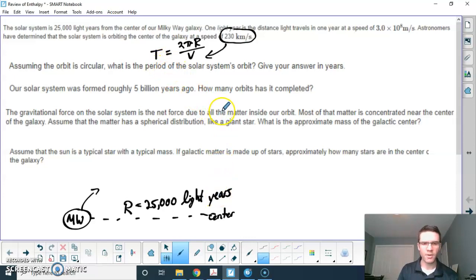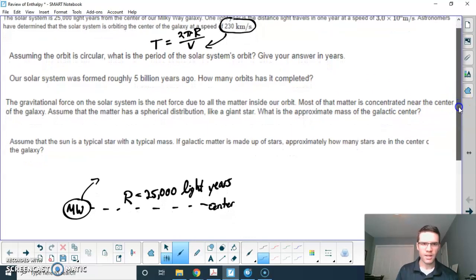The period will come out in seconds because we're going to be kilometers over a second. This needs to be converted into meters per second before we plug it in here, so that our meters cancel. So our radius is in meters and our velocity is in meters per second. And then our period will come out in seconds, convert that to years, and you'll have your answer for your first one. Divide 5 billion by that answer, and you'll get how many orbits it's completed in that time period given.